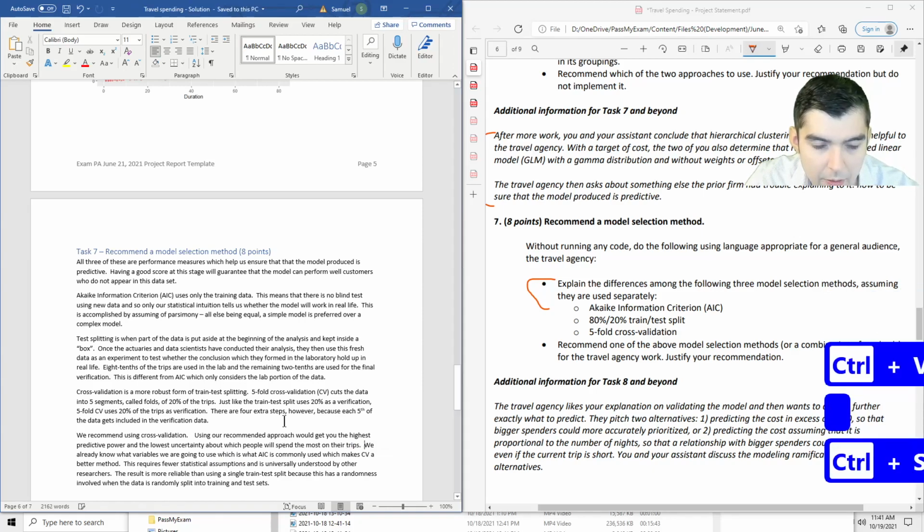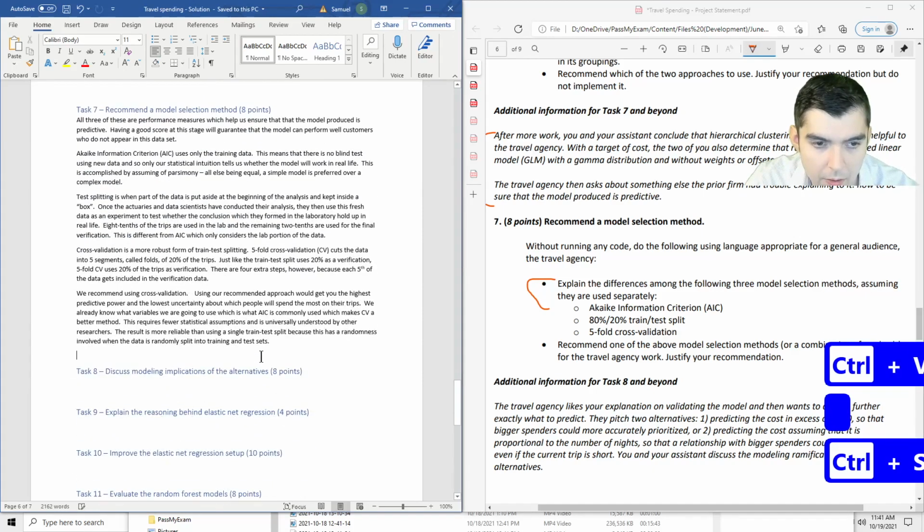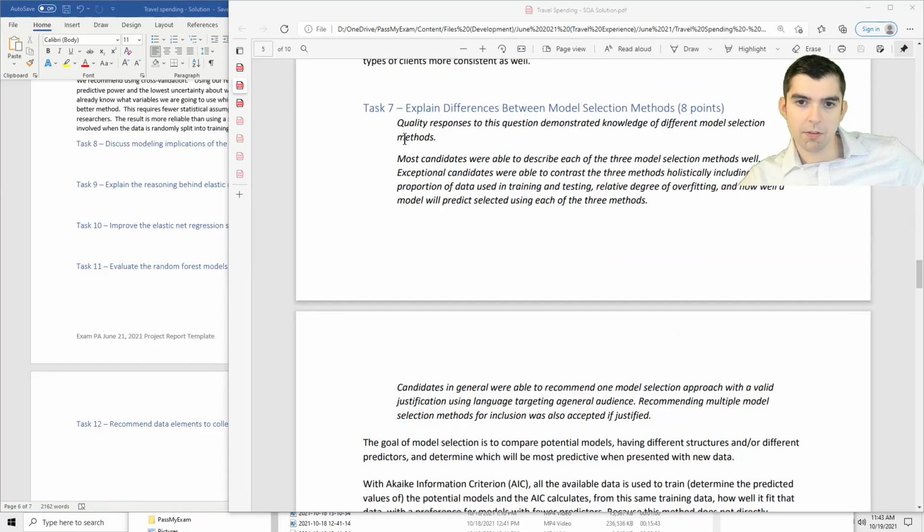Okay. Quality responses to this question demonstrated knowledge of different model selection methods. Many candidates were able to describe each of the 3 model selection methods well. Exceptional candidates were able to contrast the 3 methods holistically, including the proportion of data used in training and testing, relative degree of overfitting, and how well a model will predict using each of the 3 methods.